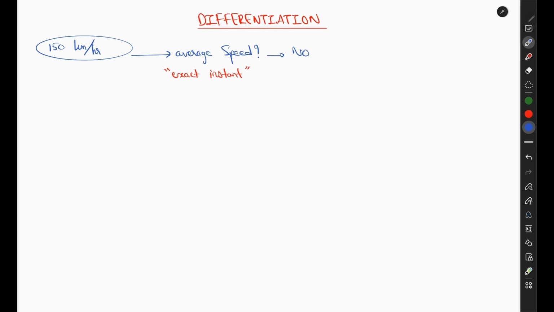But this creates a problem. An instant has zero time, that is delta t is equal to 0. In that instant, the ball travels 0 distance. So is the speed 0 by 0? How can we even talk about the speed at an instant?